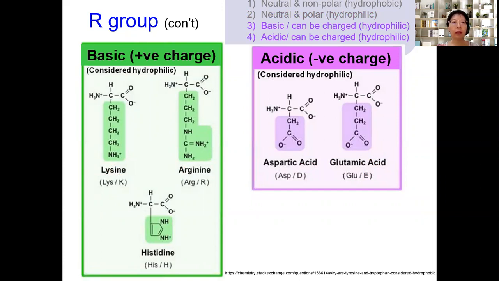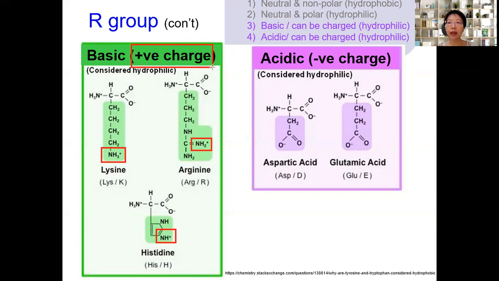Now over here, there's basic R group. So basic R group has got the functional group, which is the amine group. Okay, so it can be charged because it's basic. When you take up the acid, it will be charged. Right? So therefore, when it's charged, it is positively charged.